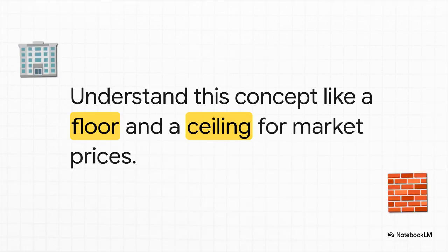So, the easiest way to think about this, just imagine the price of a stock is like a ball bouncing inside a room. You've got a floor that it bounces up from, and you've got a ceiling that it hits and comes back down. That's really it. That's the basic idea, a sort of predictable zone where all the action is happening.